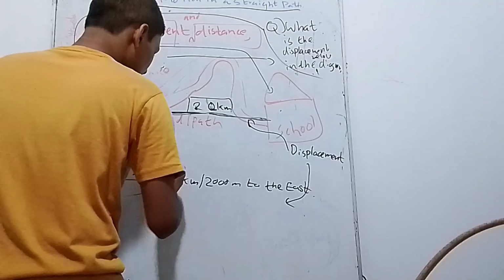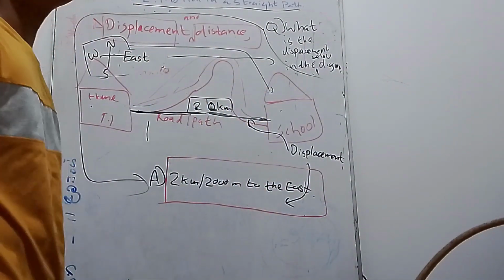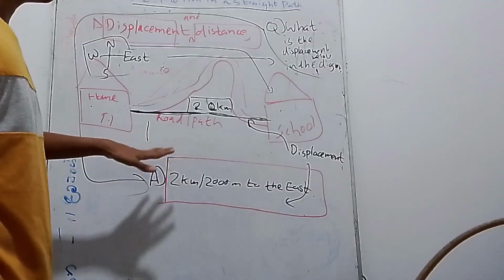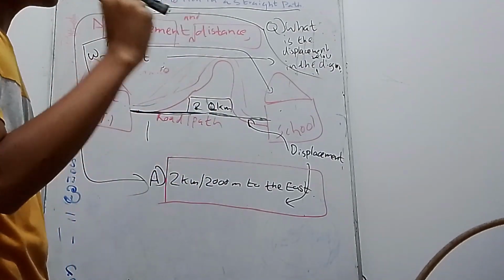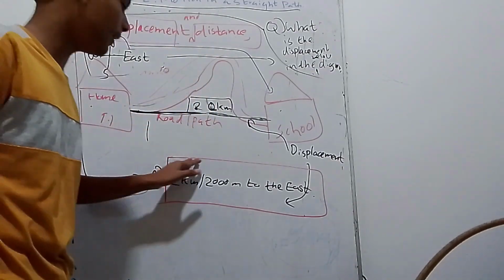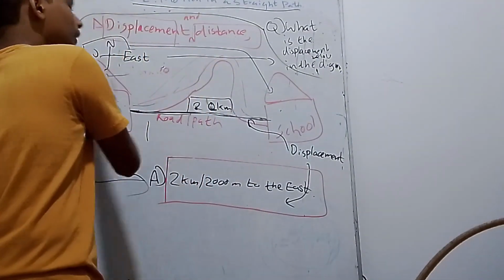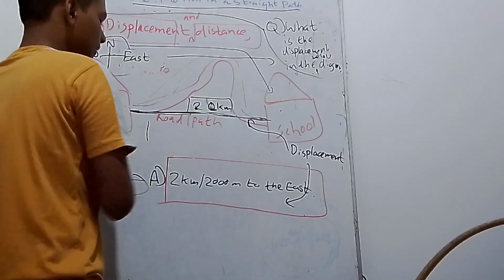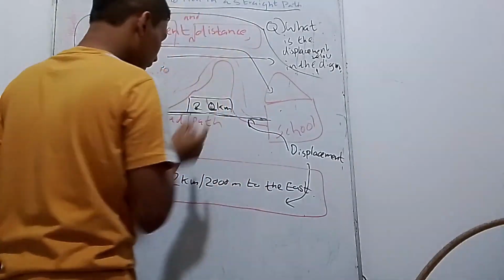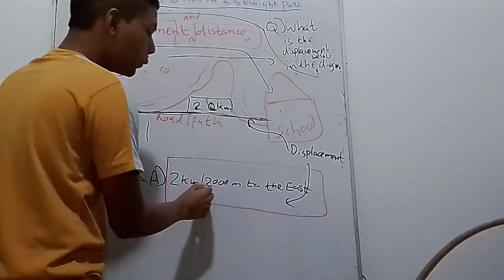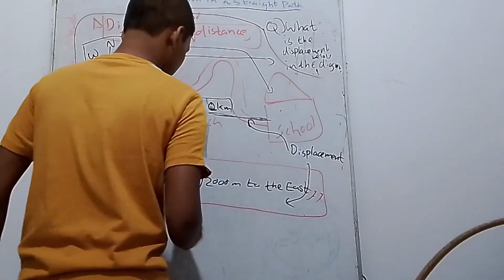So this is the answer. If a question asks for displacement, you have to write in this structure, because we have to show that displacement is always a vector quantity. So as I said before, displacement is 2 kilometers to the east. We have to write it in words, like this: the displacement from home to school is 2 kilometers, 2000 meters to the east. Like this is the answer.